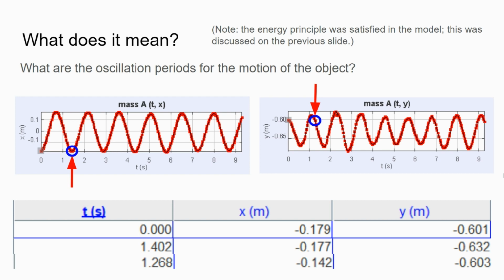The oscillation period in the x direction was around 1.402 seconds, while the oscillation period in the y direction was around 1.268 seconds. These values are very similar, however, they should be theoretically identical because the spring should theoretically oscillate in a perfectly even manner as seen in the model. This difference may be due to the errors already discussed or human error with recording the video.